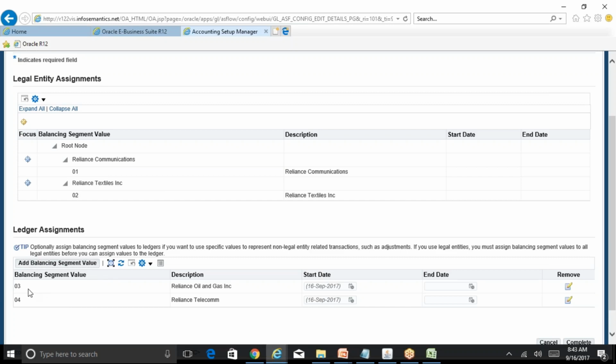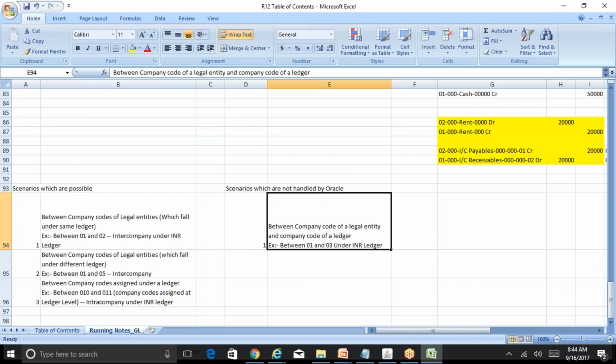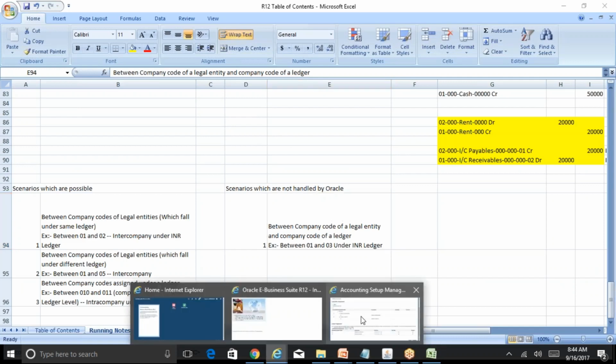I think that's what you meant to say. See, 03 and 04 is fine. 01 and 02 are fine. Between the company codes of a legal entity, that is between 01 and 03, that is what is not allowed. Okay, got it. But ideally, is that a valid transaction?